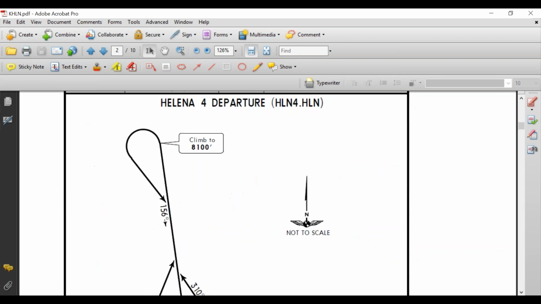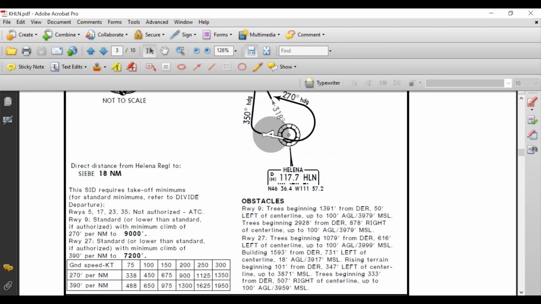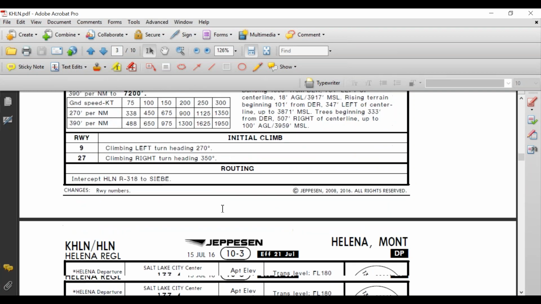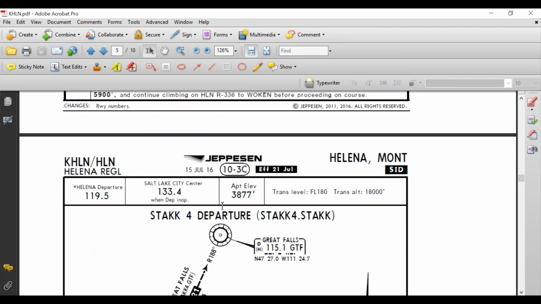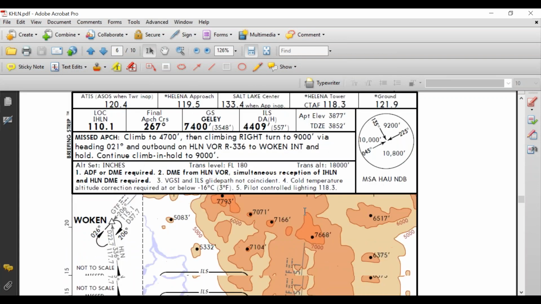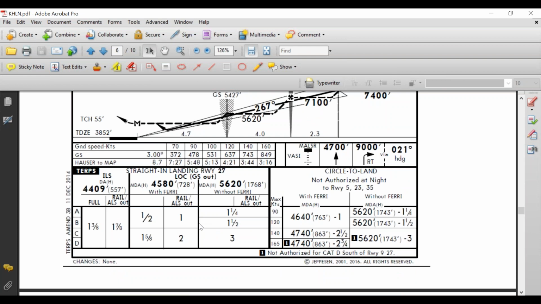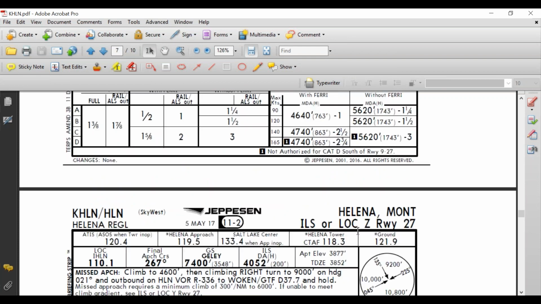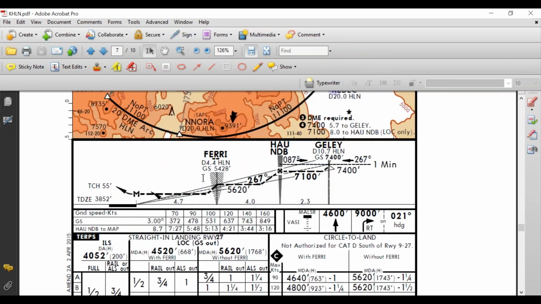So let's go take a look at the ILS. Remember, Helena's the one that has those two, the Y and the Z ILS. The Y was the higher minimums, and the Z was the lower one. So this is the Y, and that was the 601 3/8. And then the Z, which is the better one, is the 200.5.